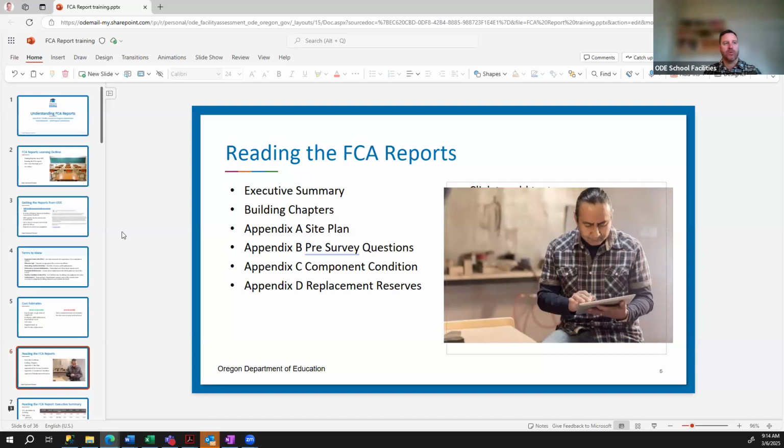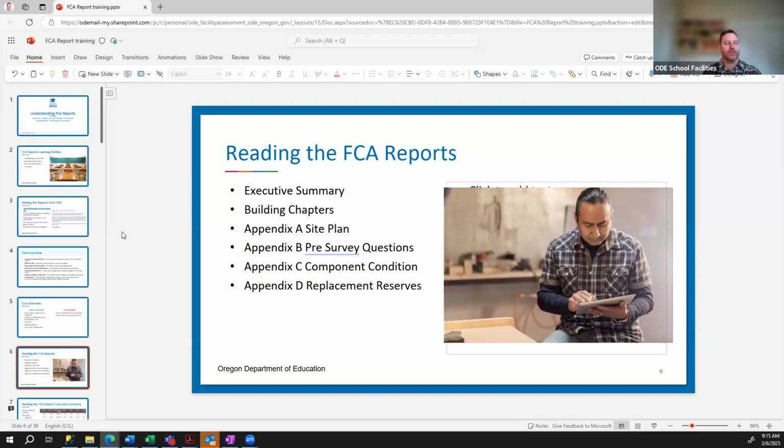So here's how this report is broken out. There's an executive summary, which is the high-level explanation of the building, its makeup essentially, and the systems' condition. We wanted the first couple of pages to be something you can share with principals or superintendents or maybe board members if they just want a high-level overview of the condition of those facilities or of that school. And you have the building chapters.